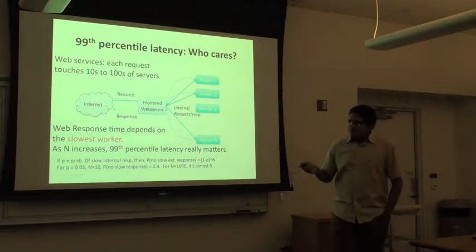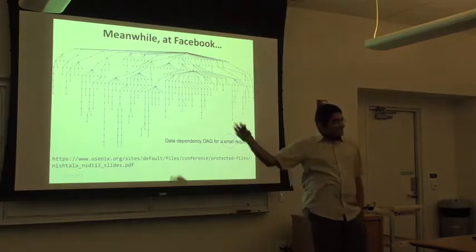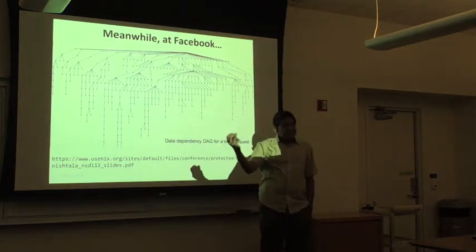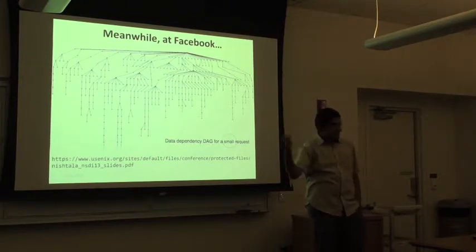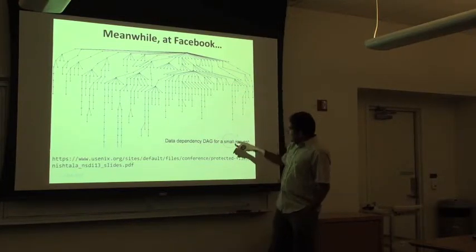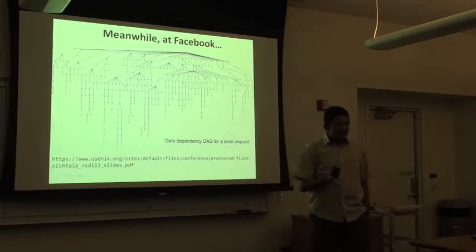Meanwhile, at Facebook, I saw this graph at NSDI this year, and this basically denotes the data dependency graph. Every node is a piece of data that has to be fetched, possibly involving multiple rounds between servers within the data center. And this is the dependency graph for, I don't know what request, but they say a small request. So complex web applications do exist here.